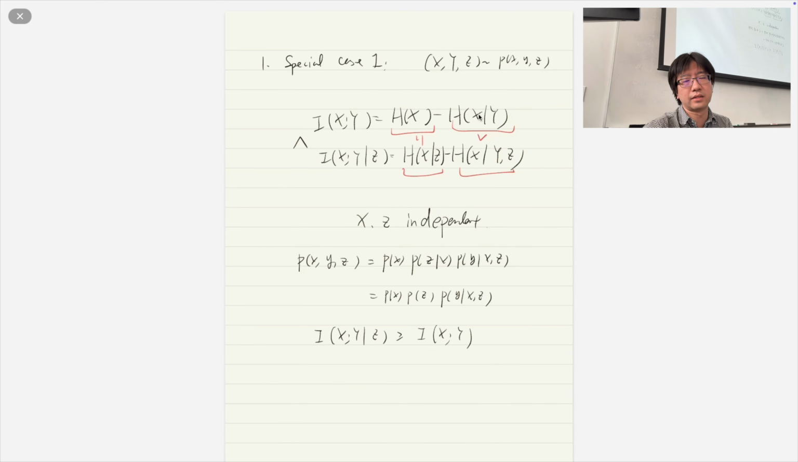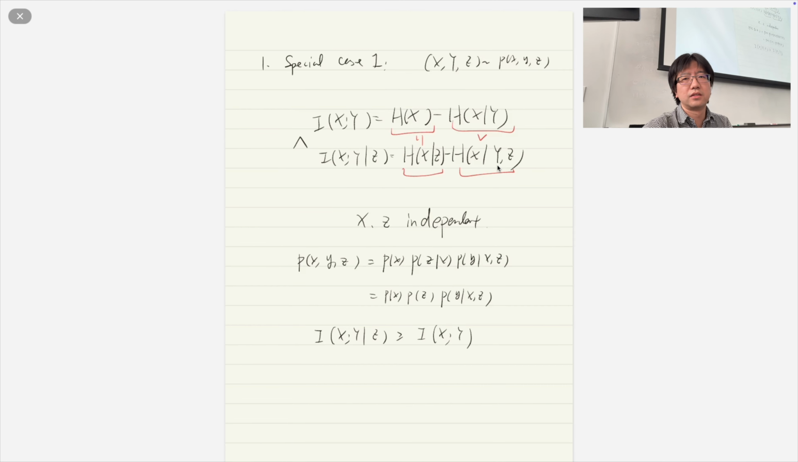So H(X) minus H(X given Z), and then H(X|Y,Z), not H, the mutual information between X and Y given Z. That's equal to this minus that, right? For the first term, H(X) and H(X given Z), we know this term is less than or equal to this term, right? But if X and Z are independent, then these two terms are equal, right? So the first term does not change. Then the second term, we have more conditioning here, so this would be less than this guy. Therefore, this will be bigger than this guy, right? Does that make sense?